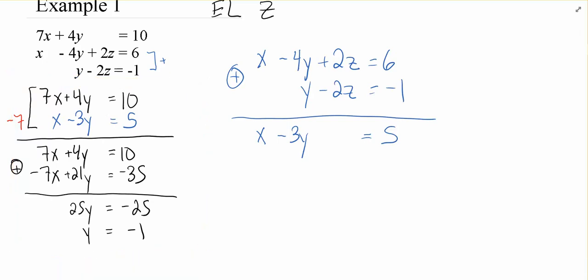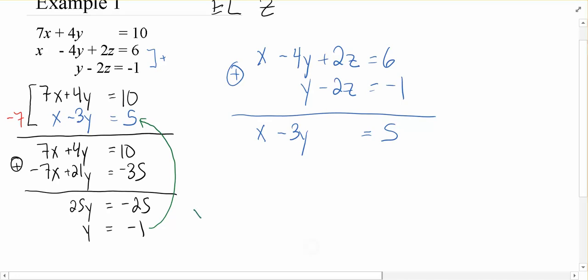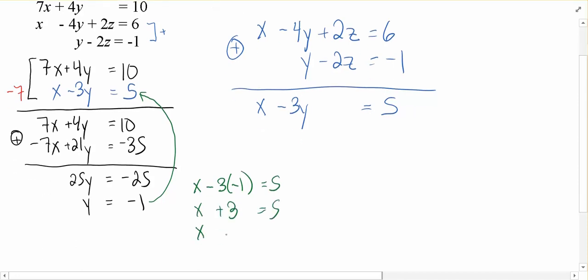So what I'm going to do is take that answer of y equals -1 and plug that back into the blue equation there. That's going to get me x minus 3 times y equals 5, or x plus 3 equals 5, or x equals 2. So as far as our 4 steps, we're now done with step 3. We've finished solving the two equation, two unknown system.